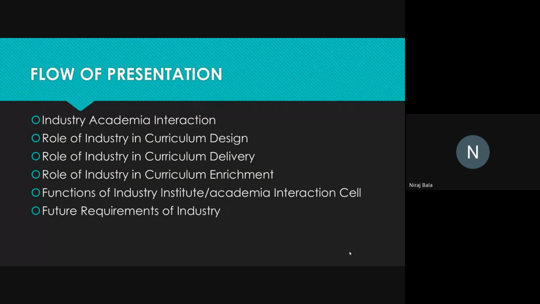industry-academia interaction. Then I will focus on three points related to curriculum: what is the role of industry, how the industry can help in the curriculum design, how the industry can help or facilitate in the curriculum delivery, and the third most important part, the enrichment of curriculum. Already you must be knowing about the process of curriculum, but how industry can help us or enhance these three areas related to curriculum.